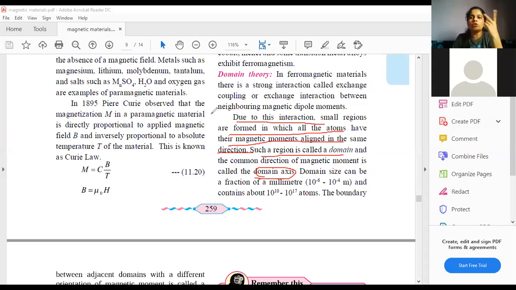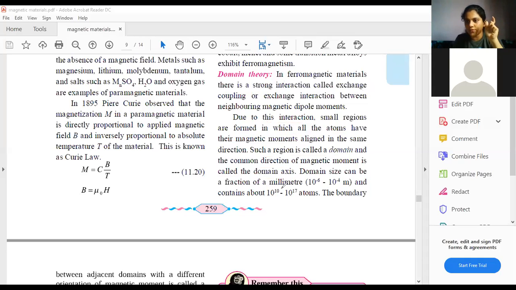What if they ask you a 2 marks question, a small question, that explain what domain theory is? So in that, you all have to mention all these points. Okay, fine. When you all are writing the entire answer for ferromagnetism, you all can just write the important parts from this domain theory part. Next, you all can say domain size.